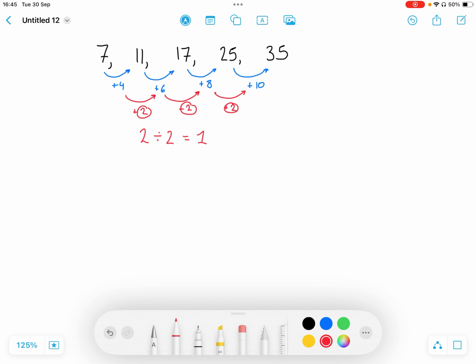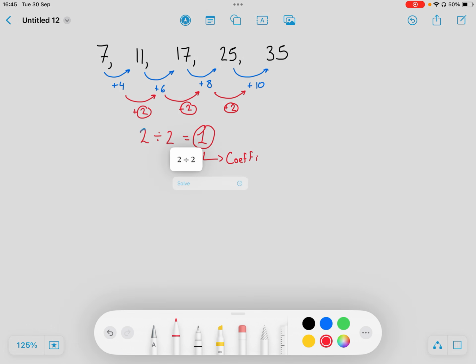Now, this 1 is important because it is our coefficient of n squared. Coefficient of n squared. In other words, I'm going to write the coefficient of n squared. So 1 means I've got 1 n squared, just like that.